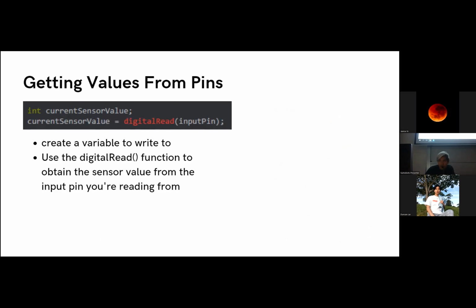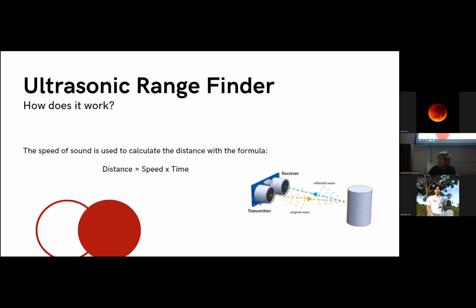So to get values from your pins, you create a variable. So you define the type, so like integer, and then you name it, so current sensor value. And then you assign it to digital read and whatever input your sensor is plugged into. So yeah, that's your bit.